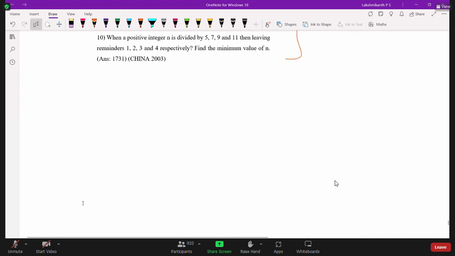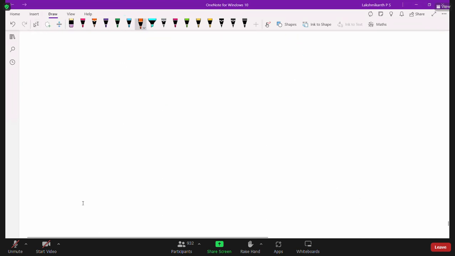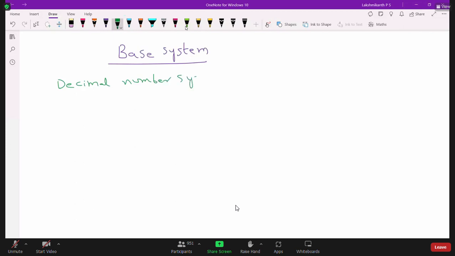So what is meant by base system? First let us try to understand. Whatever numbers, digits we are using, that is the decimal number system. Decimal number system means the base is 10. So in this system the base is 10.